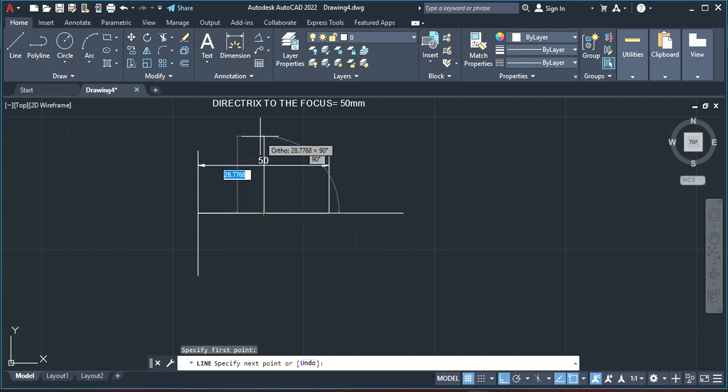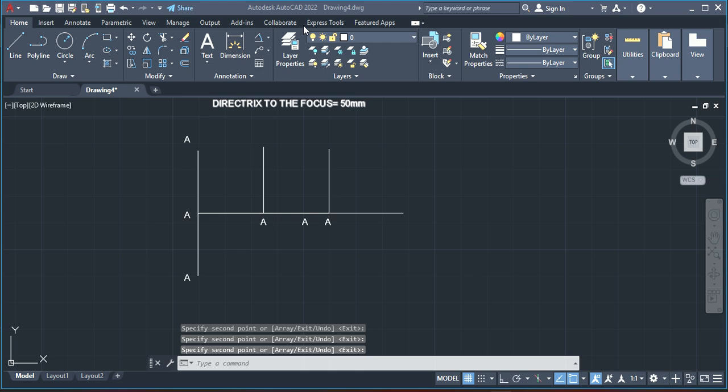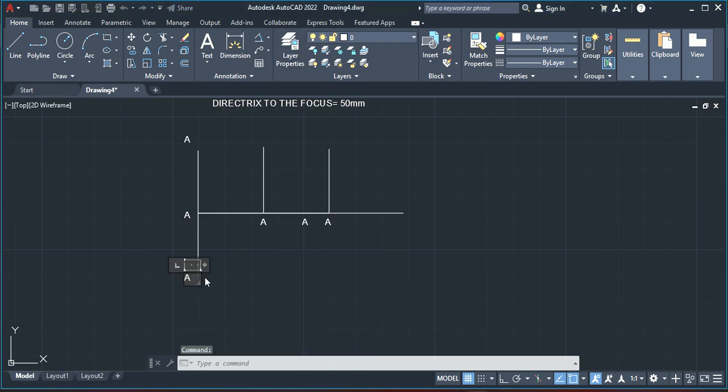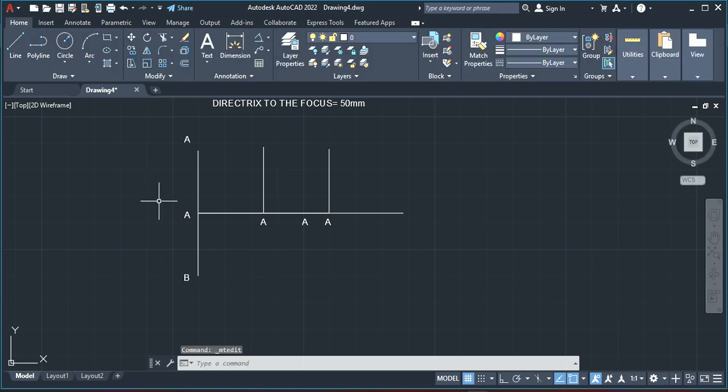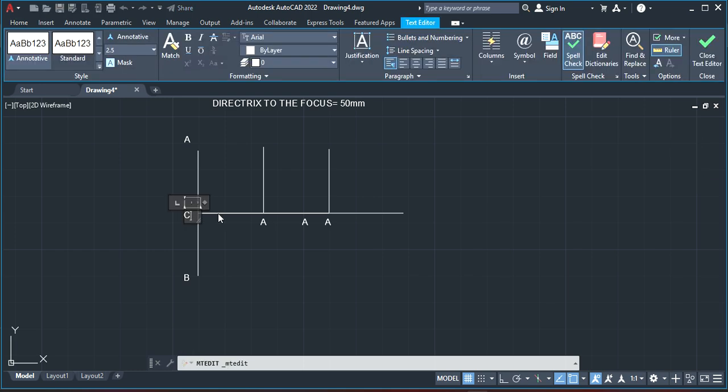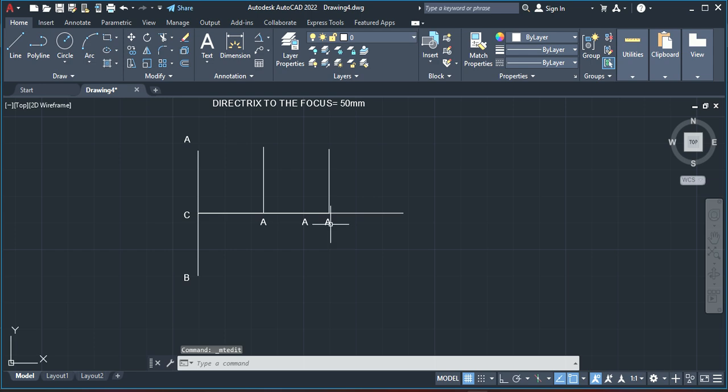Okay, and what is the height of this from V to F? That is again 25. Take a height of 25. First I want to make numbering so that you will clearly understand. Now we'll say the directrix is A to B, you can edit it, and the axis line, C, and this one I will say D. CD is the axis line.